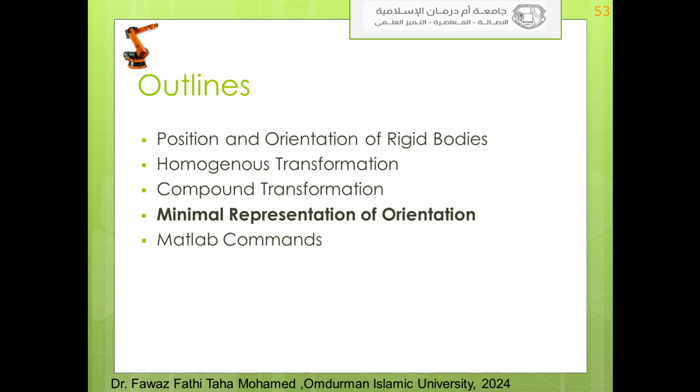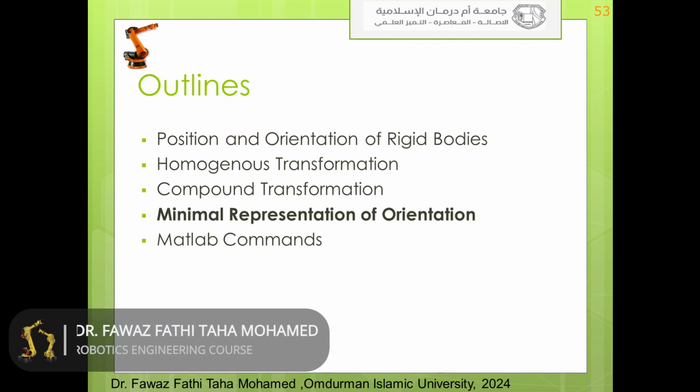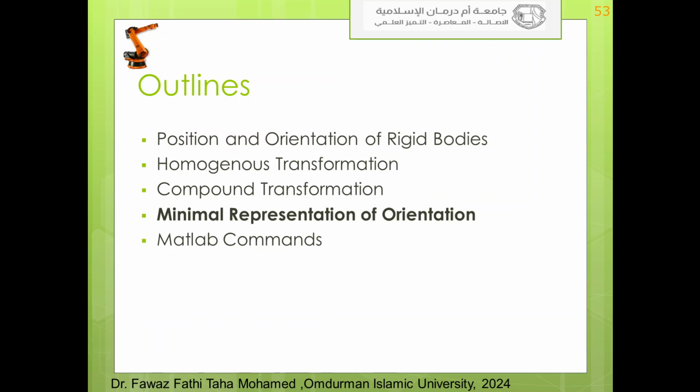So instead of using 9 elements of rotation matrix, how can we reduce this matrix to just 3 variables? How can we use 3 variables to represent the orientation of any rigid body? These 3 variables are the rotation around the x-axis, the rotation about the y-axis, and the rotation about the z-axis, combined in any order.